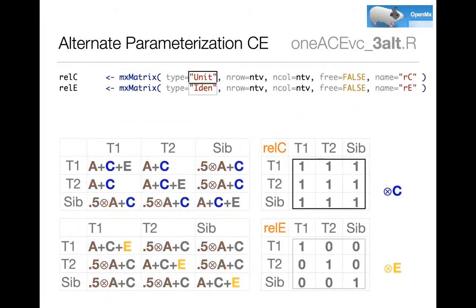Similarly, if we focus on the shared and the unique environmental matrices, you note that C appears in every element of this matrix. So in terms of the coefficients, they would all be 1, so this could be represented as a unit matrix. Similarly, the E component, now only appearing on the diagonal, could be represented by an identity matrix.